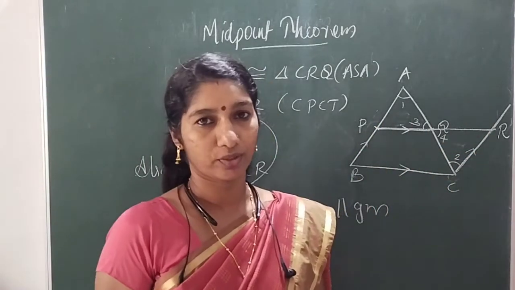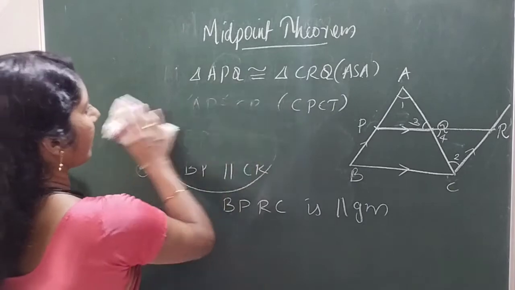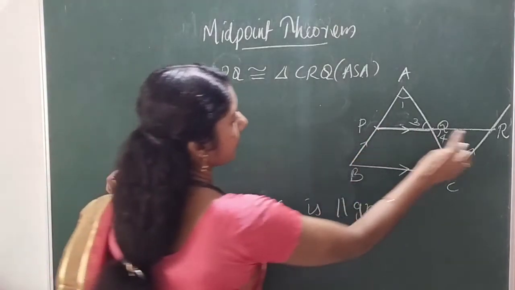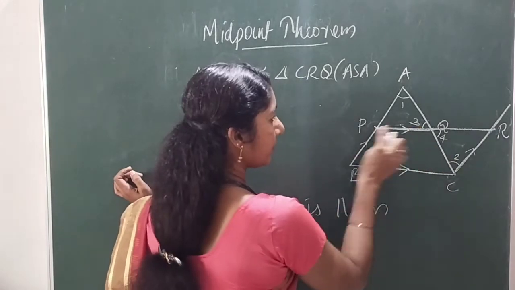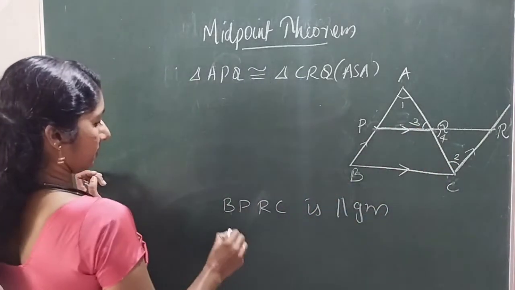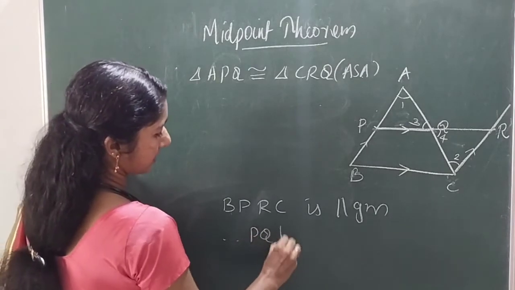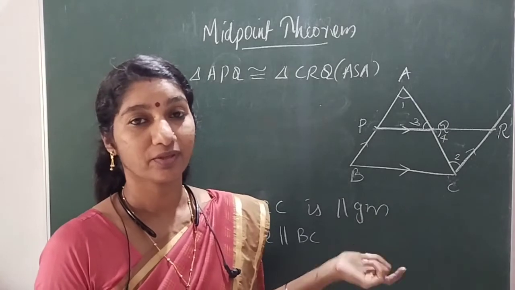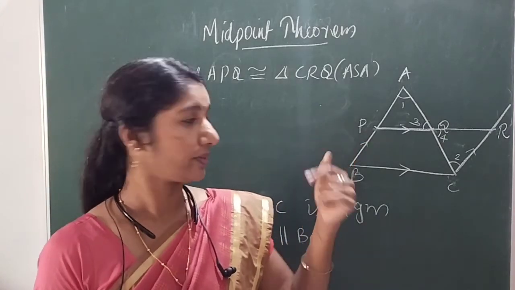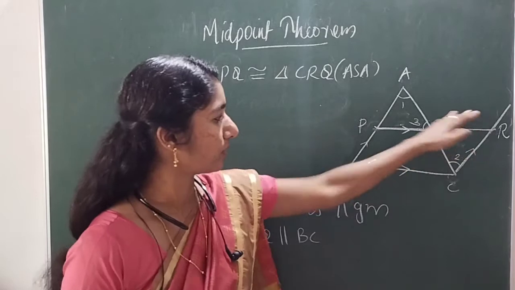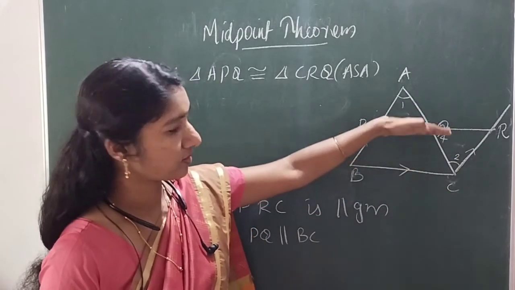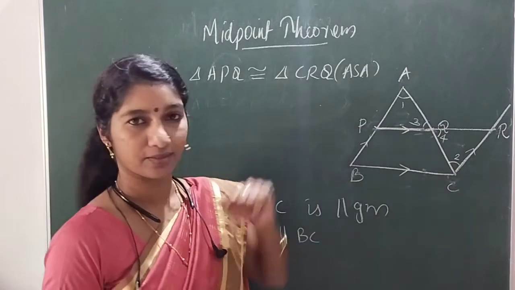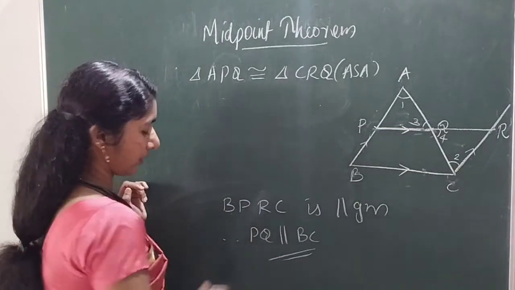BPRC is a parallelogram. Since it is a parallelogram, we can say PR is parallel to BC, or PQ is parallel to BC. Therefore, PQ is parallel to BC. We reached our proof. We needed to prove PQ parallel to BC. We got that this is a parallelogram and these two are the parallel sides. Opposite sides are parallel if it is a parallelogram. So we can say PQ parallel to BC.